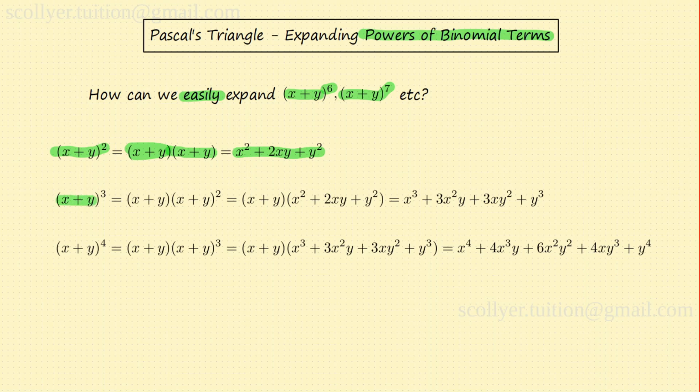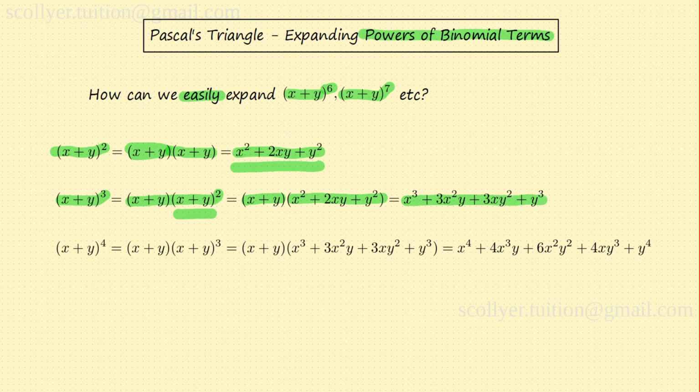And (x plus y) cubed is (x plus y) times (x plus y) squared, and we already know that (x plus y) squared is this expression, so (x plus y) cubed becomes (x plus y) times (x squared plus 2xy plus y squared). And that, if we expand by the crab claw, gives us this expression, x cubed plus 3x squared y plus 3xy squared plus y cubed.